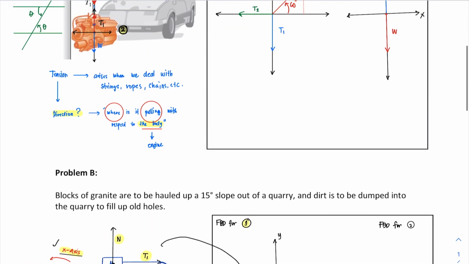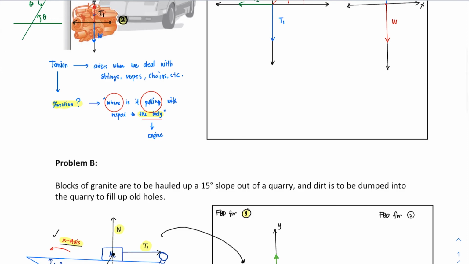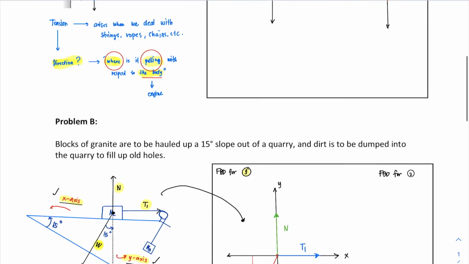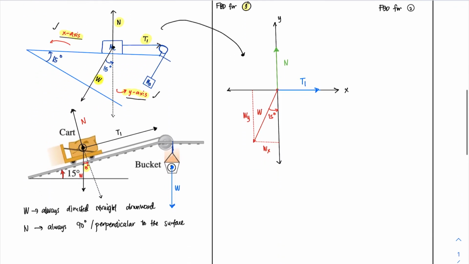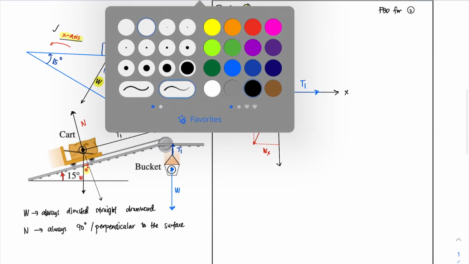Going back to what we said, when you want to get the direction of your tension, you simply ask, where is it pulling with respect to the body? Or where is it pulling that object? Our body here is the bucket. This is your string here. Where is it pulling the body? Is it downward, upward? Clearly it's pulling upward, so the direction of your tension force is upward. So that is your T1. Why T1? Because basically it is the same string that is connected with the cart. Alright? So for my free body of mass 2, I simply have this one.